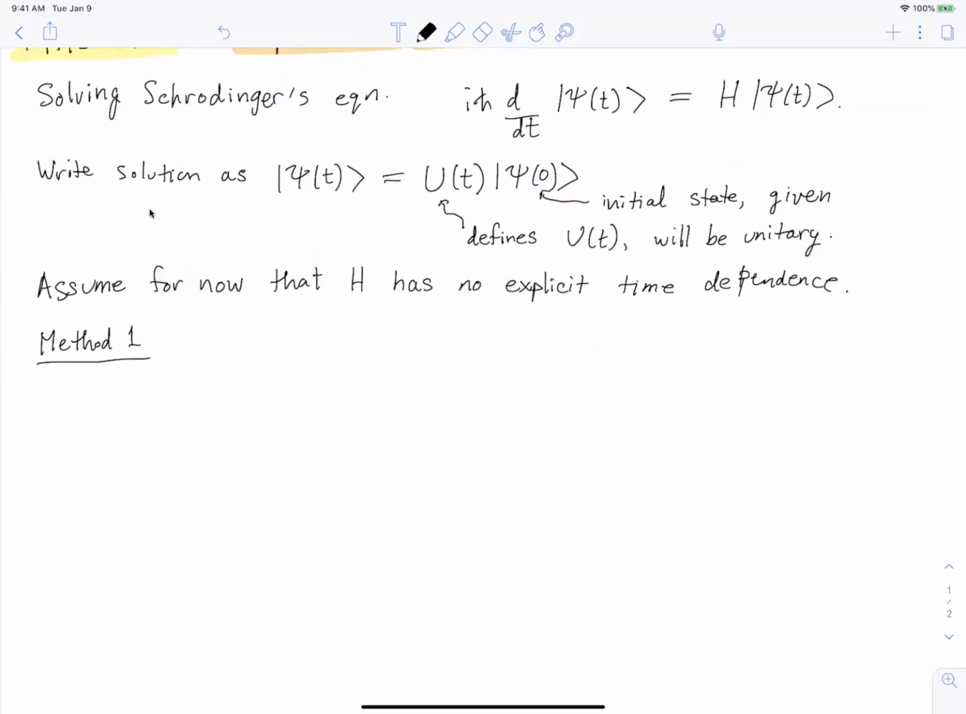Method 1 is we're just going to guess the answer. So it helps to know the answer in advance when you're going to guess it. And that is that U of t is given by the exponential of minus i H, the Hamiltonian, times t divided by h bar. And that's it. So we're doing a kind of a strange thing here. We're taking the exponential of an operator. And so that's a little bit problematic to define. One way to define what this exponential of an operator is in terms of a power series. So we can define this by its power series expansion.